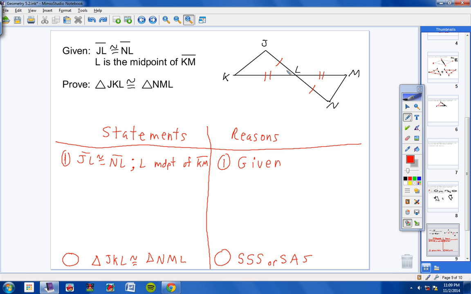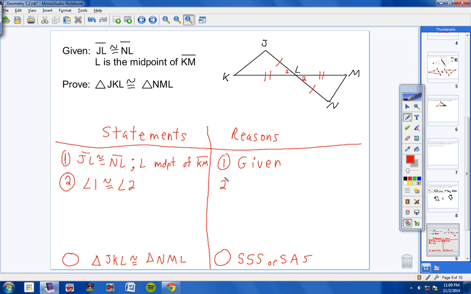Looks more like a line. Hold on a second. Angle 1, angle 2. Now watch what I can do in my proof here, guys. Watch this carefully. For step 2, I can state that angle 1 is congruent to angle 2. Now give me a reason.